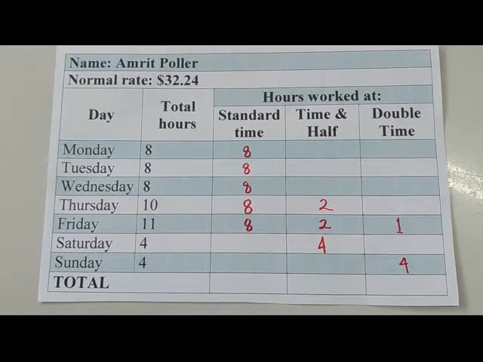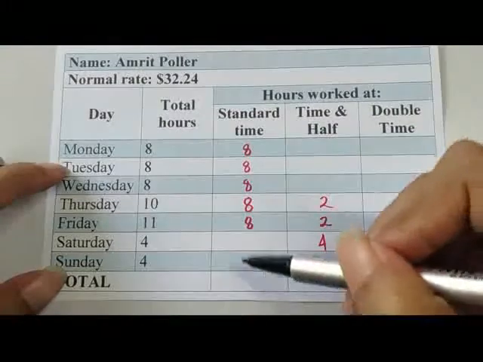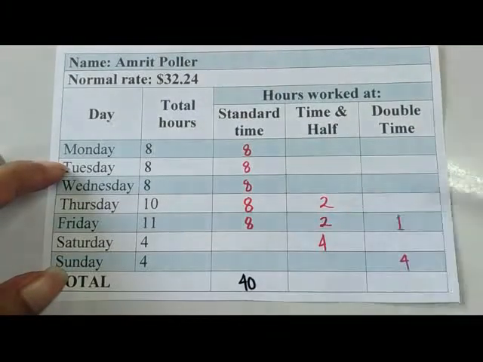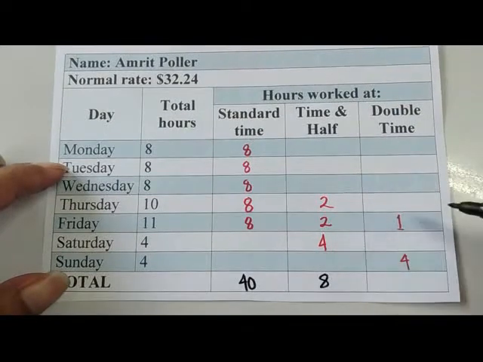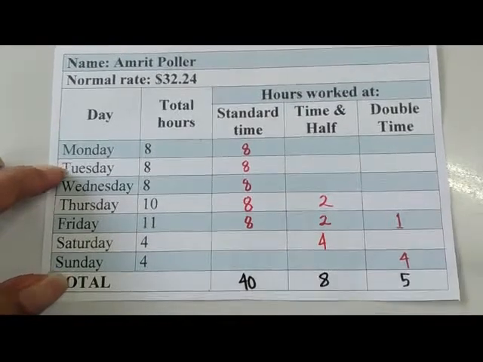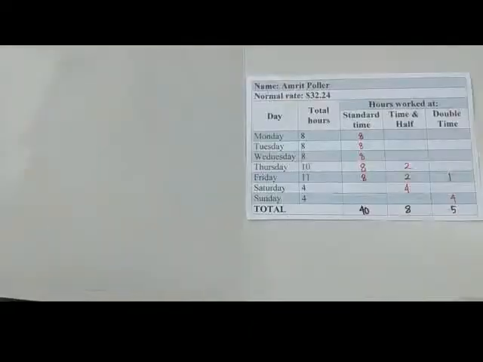After you fill in all these rows, now we're going to find the total. The total for standard time is 40 hours. The total for time and a half is 8 hours. And the total for double time is 5 hours. So in order to find what Amrit Polar earns in that week, we multiply the total hours for standard time, time and a half, and double time by their rates, and we add all together.